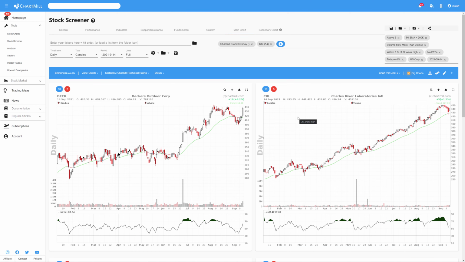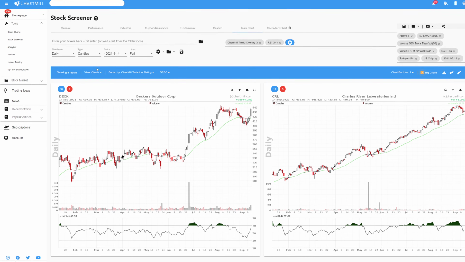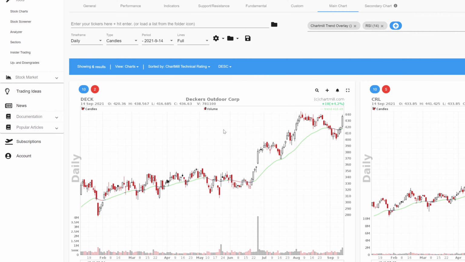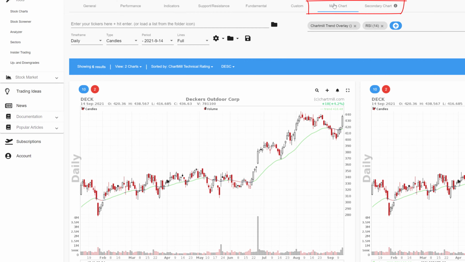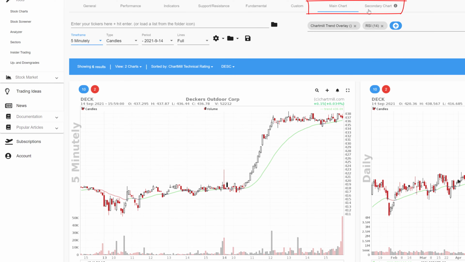Now let's take a closer look at the stocks from this first basic selection screen. I select 2 charts as view, and through the tabs main and secondary, you can set the time frame for each chart individually. In this case, I use a daily chart and an intraday chart on the 5-minute time frame.